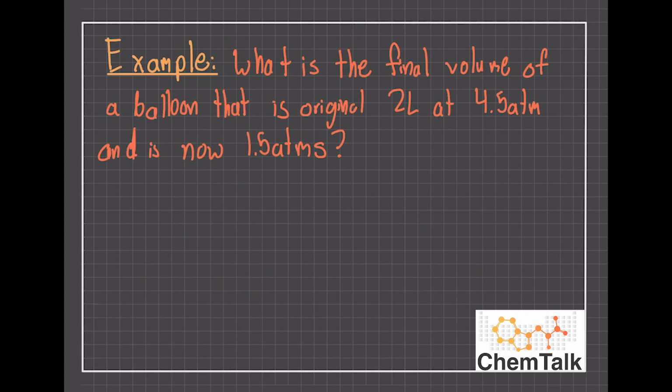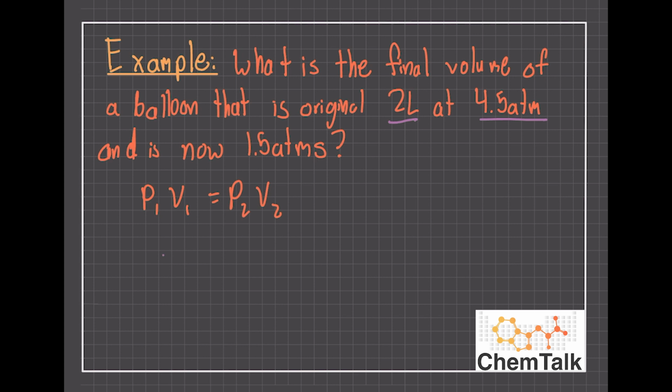What is the final volume of a balloon that is originally 2 liters at 4.5 atmospheres and is now at 1.5 atmospheres? Let's remember, this is Boyle's law, so let's write out our equation. P1 V1 equals P2 V2. All right, so what are our original conditions? It tells us we have 2 liters at 4.5 atmospheres. So let's fill that out for our original conditions.